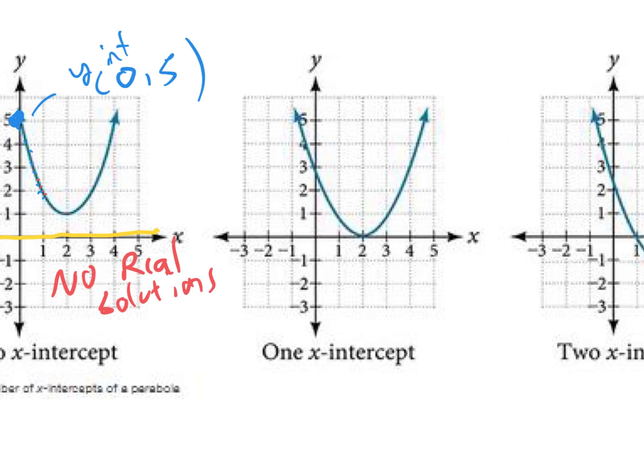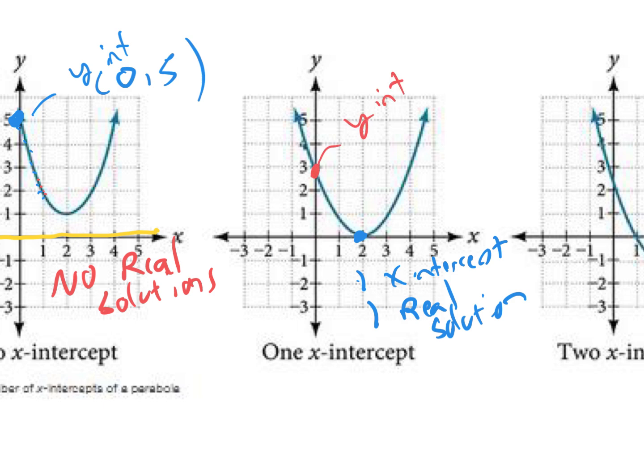This one, because the vertex is touching the x-axis, there's one x-intercept, one real solution. As always, there's always going to be a y-intercept. That would be my y-intercept. That looks to me like 0, 3. Just bear with me. Just pretend it's true.